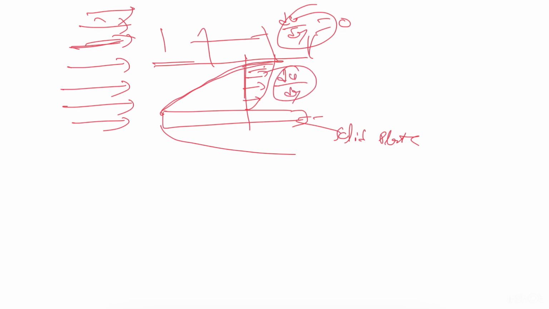At this point the first layer of fluid has velocity 0. The second layer velocity also decreases, the third layer also decreases, the fourth layer also decreases. After the thickness of the boundary, the last layer reaches the free stream velocity u. So there is no velocity gradient outside the boundary layer.